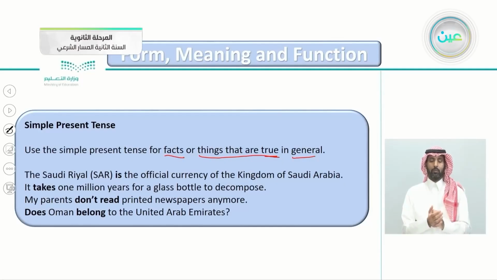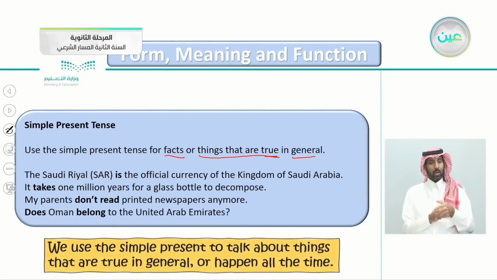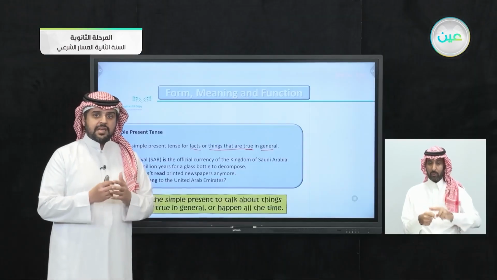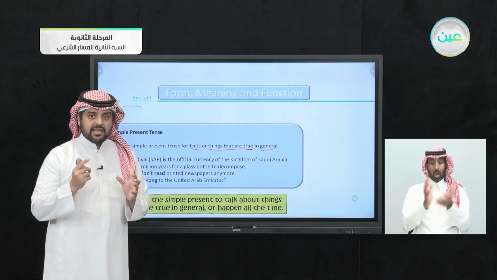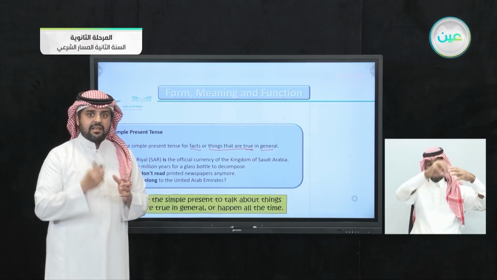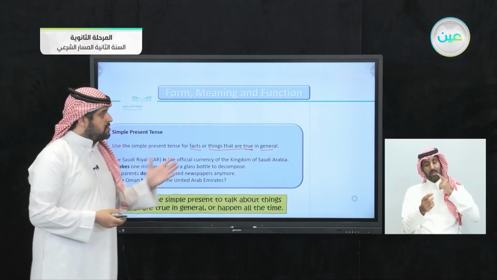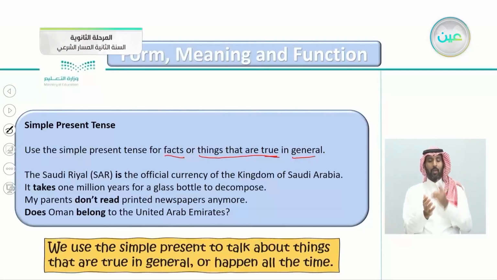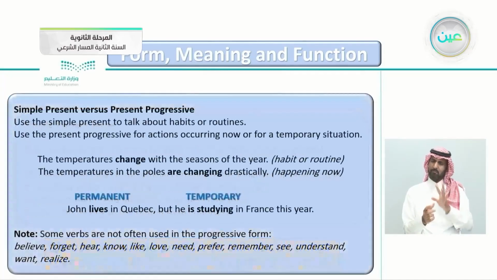This is the simple present tense. We use the simple present tense to talk about things that are true in general or happening all the time. For example, when you say the earth circles the sun, this is happening all the time. The earth circles the sun every year, of course. So this is the use of the simple present tense. We use it for facts, things that are true in general, or things that are happening all the time.